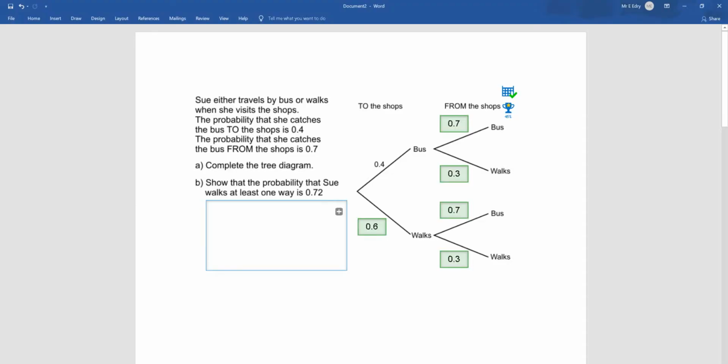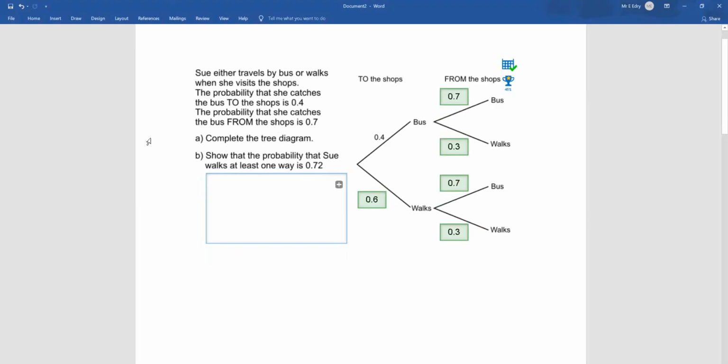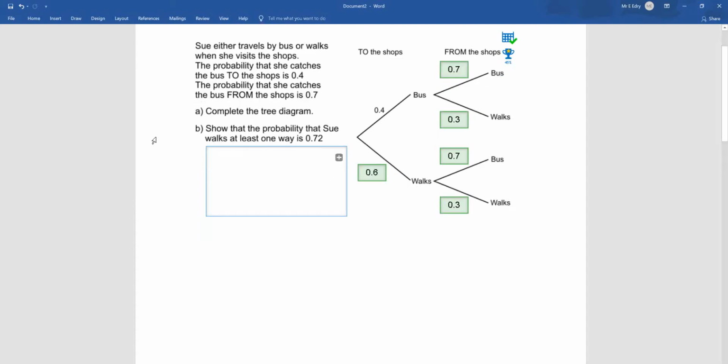In this question, we have some tree diagrams. So Sue either travels by bus or walks when she visits the shops. The probability that she catches the bus to the shops is 0.4, as we filled in on the diagram. The probability that she catches the bus from the shops is 0.7. So all of this has been filled in correctly.